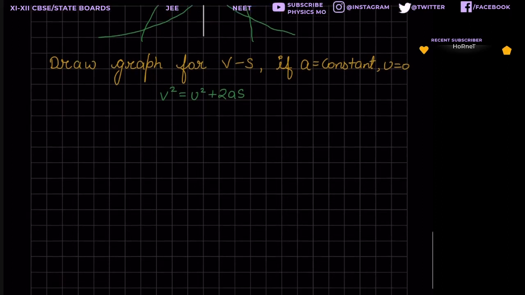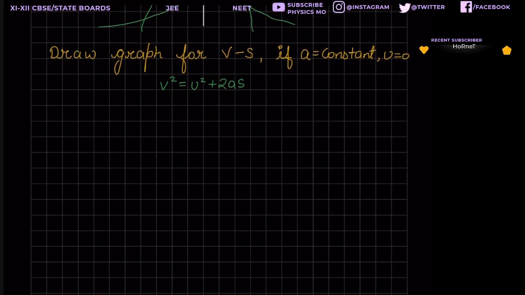Great. So u is given to be 0 in this case. So if u is 0, your graph will be between v square is equal to 2as. And as you can see, because you want the graph for v and s, and here the term contains v square and s, that means the shape is going to be a parabola, because one quantity is squared.